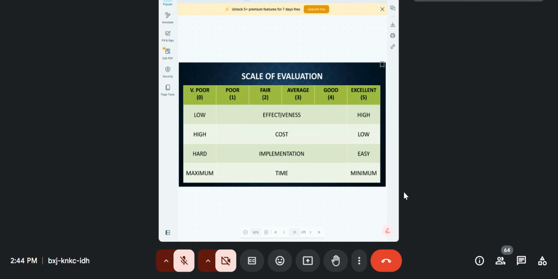So for effectiveness, very poor would be low and excellent would be high. For cost, very poor would be high cost and excellent would have a low cost. For implementation, very poor would be hard to implement, and excellent would be easy to implement. Then for time, very poor would be maximum time or long time, and excellent would be minimum time or a short time.